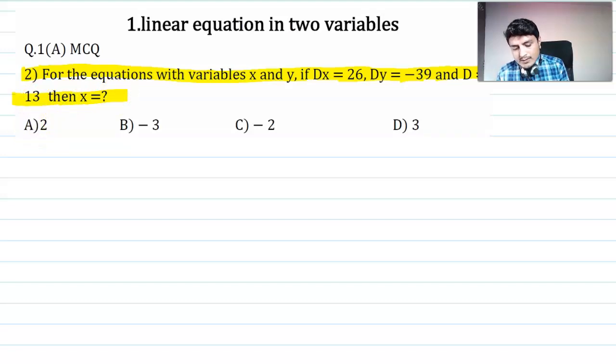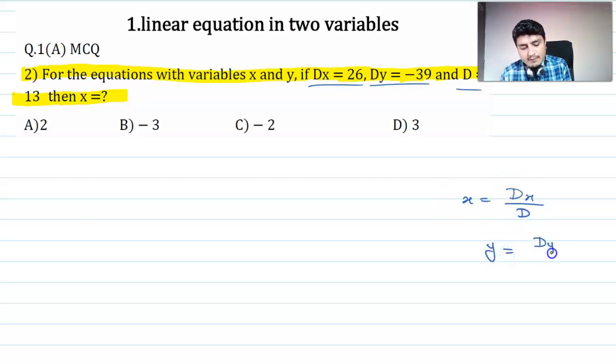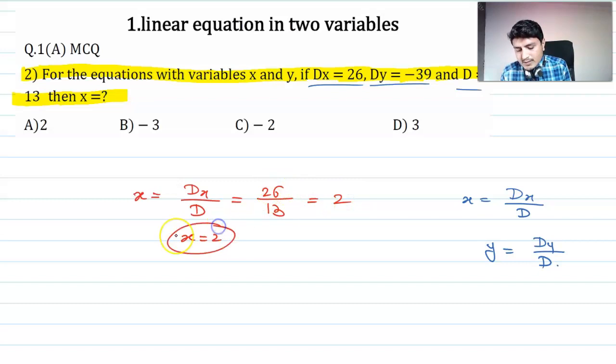Now look, here we have Dx, Dy and D values, which means we have to solve the linear equations in two variables by using Cramer's rule. As per Cramer's rule, to find the value of x, we have the formula Dx divided by D, and to find the value of y, we have Dy divided by D. Here the value of Dx is 26 and D is 13, and we have to evaluate x, so x equals Dx divided by D. Dx is 26, D is 13. We know 13 twos are 26, so the value of x is 2.